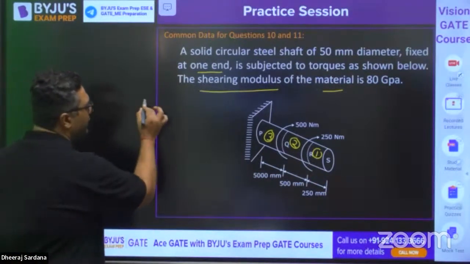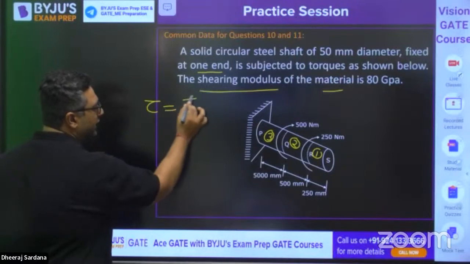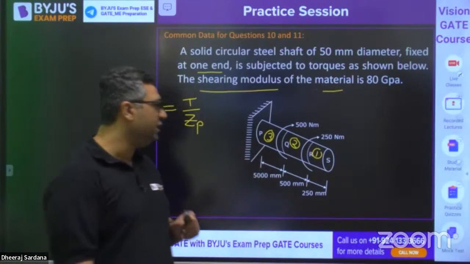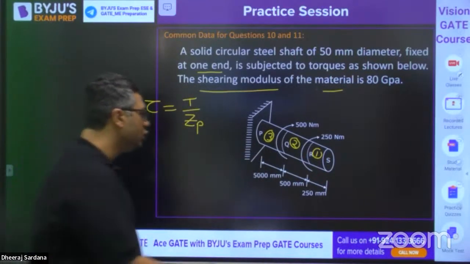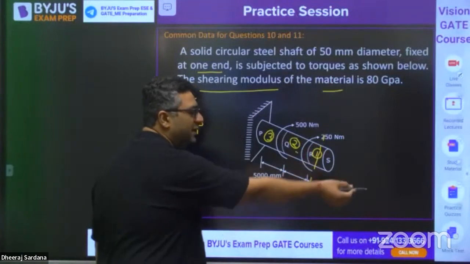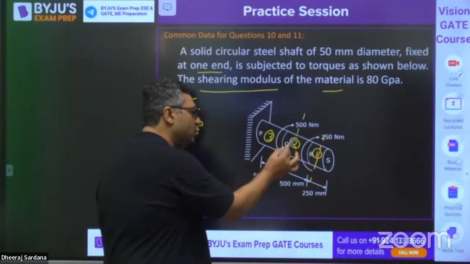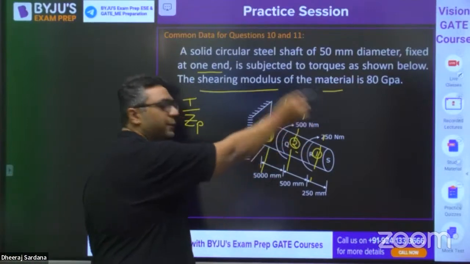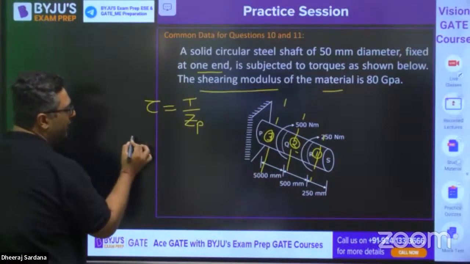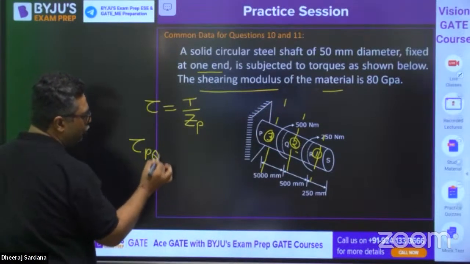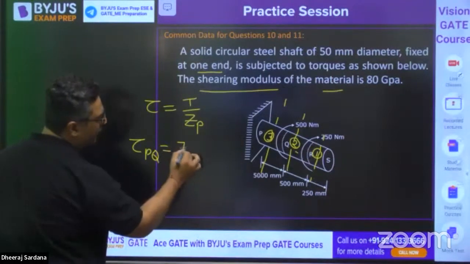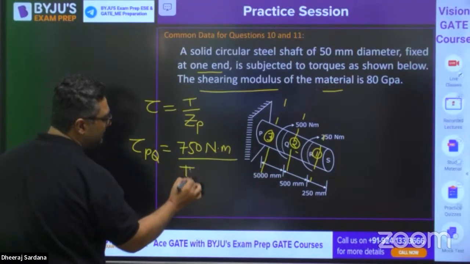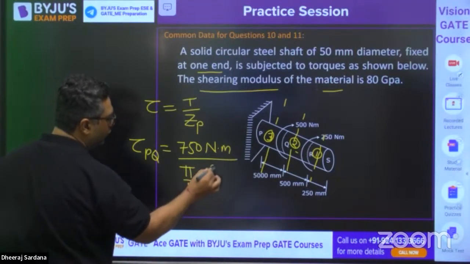So for such a case, whenever we are writing the tau value, it is T by ZP. Here ZP is the same for the complete shaft, so obviously where torque is more, there stress will be more. If you take a section at 1, right hand side, there is no torque. If you take a section at 2, right hand side, there is 250 Newton meter. If you take a section at 3, right hand side, 500 plus 250. So obviously you will have the maximum stress in the PQ portion, where the torque is 750 Newton meter. Then ZP is pi by 16 d cubed.